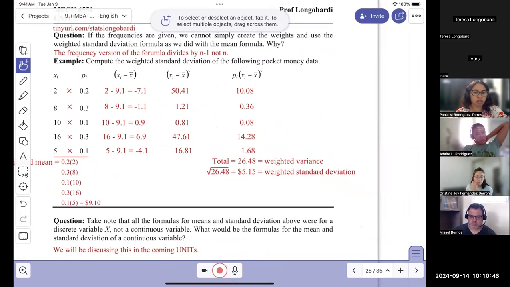So I do make a note. I'm going to make my note here. All the formulas for means and standard deviation above were for a discrete variable x, not a continuous variable. So what am I saying? Even though in this course I told you that once we left module 2, we were going to focus on continuous data and interpretation for continuous data.